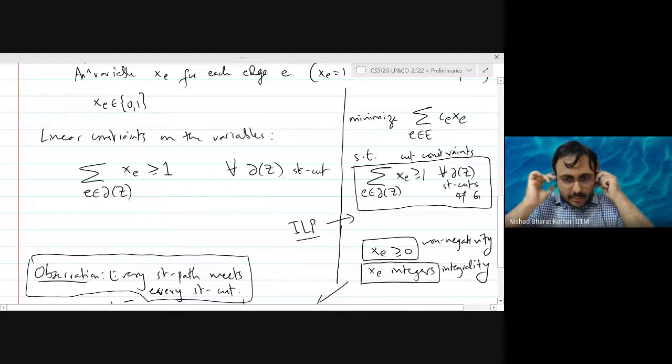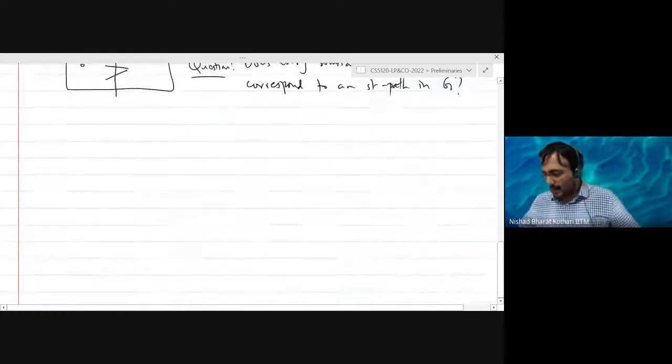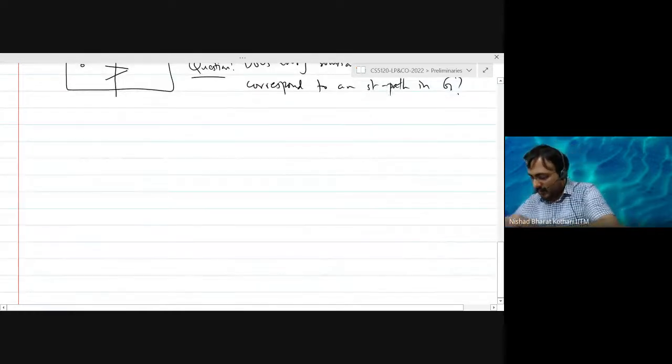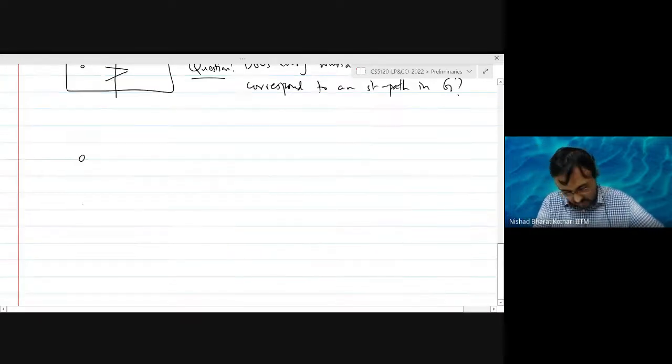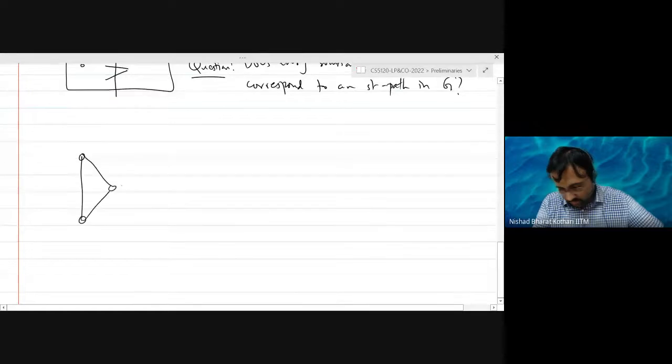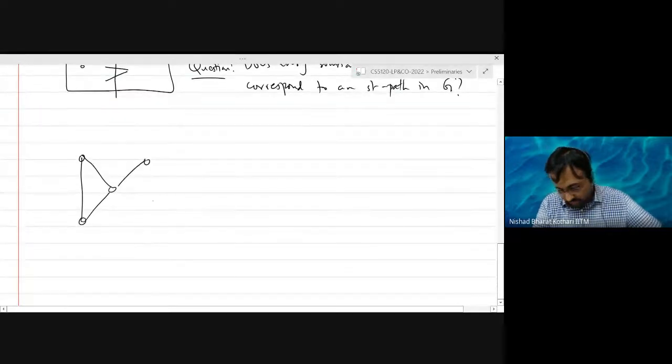So for the time being, you can think of a 0, 1 solution. So don't worry about bigger integers. If you take a 0, 1 solution to this problem, right? Let's make a quick example. So I have a few examples here. It's a slightly big example.